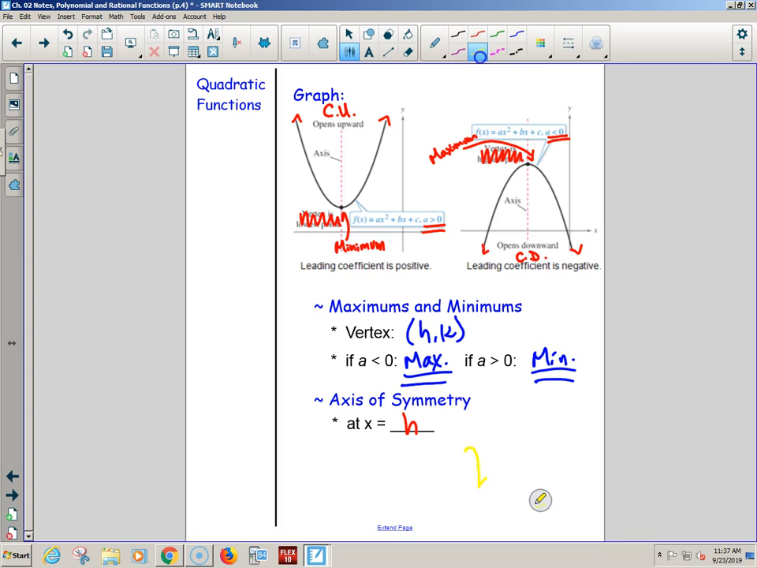I'm gonna go get my little starburst thing. It's a little sun. Isn't there a formula for H?